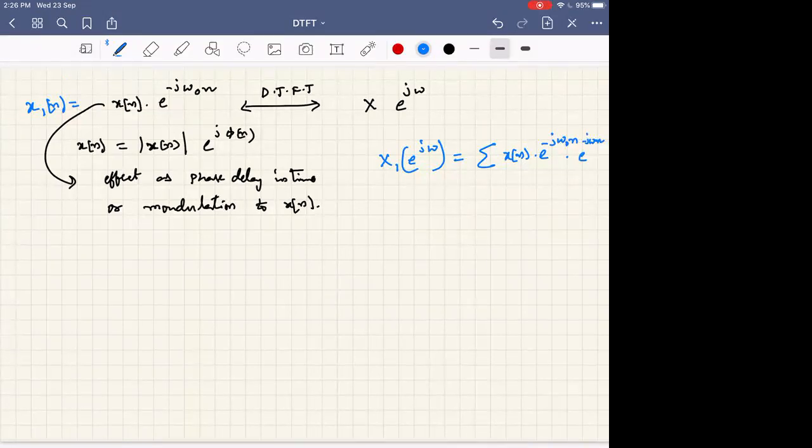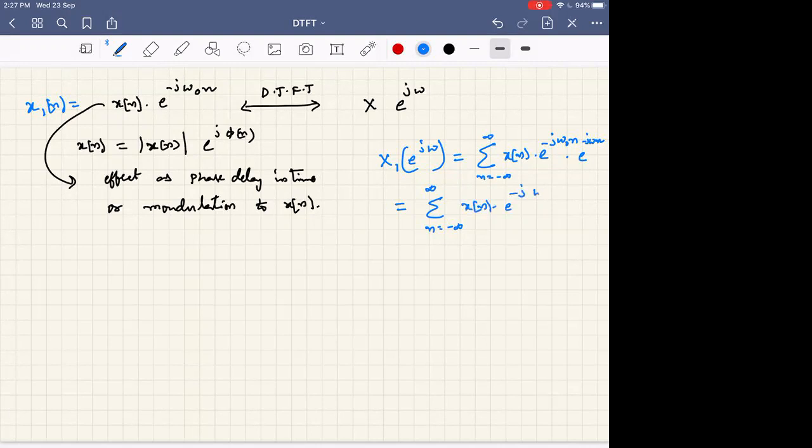Is this fine? So we will write it. So I think this is equal to the sum from n equal to minus infinity to infinity of x of n e power minus j.